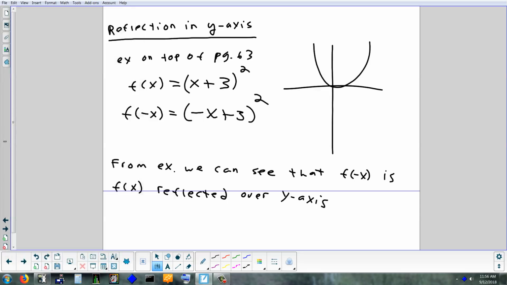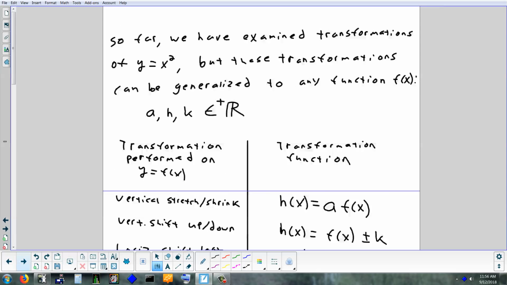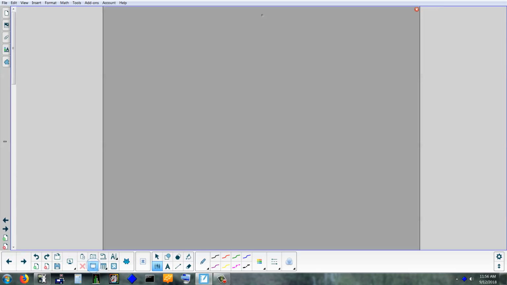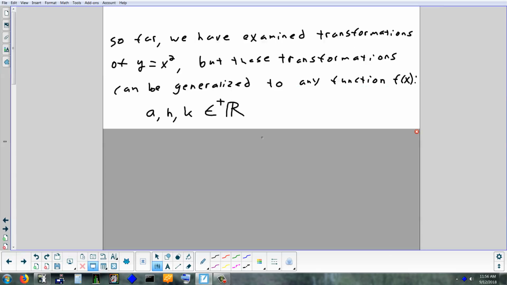Any questions on that? All right. So actually, I think I have this on the next page. Yeah. So I've got all the transformations that we did yesterday kind of summarized right here in general. So not just for a parabola, but generalized for any function. Whether f of x is a parabola, whether it's a square root, doesn't matter what it is.